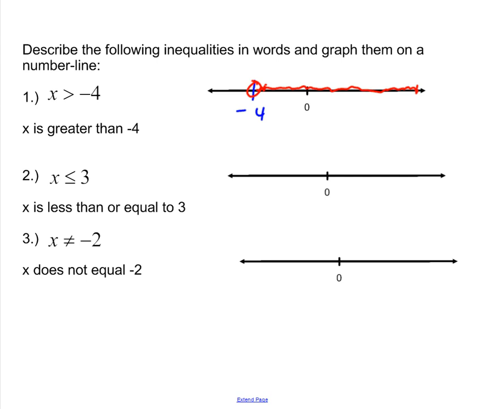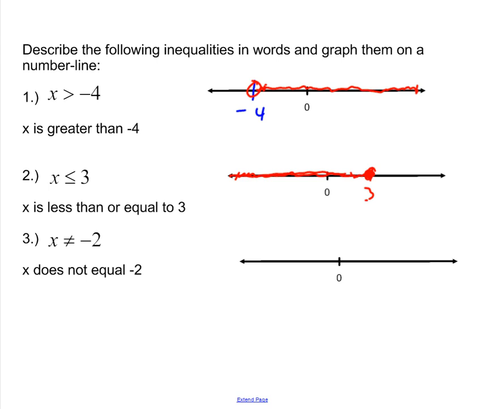For the second one, it would be x is less than or equal to 3. So that means x is going to be less than 3. It's going to be all these values all the way up until you get to 3. And then at 3, it would include 3, so I'd put a closed hole to demonstrate that I'm including 3 in my solution.